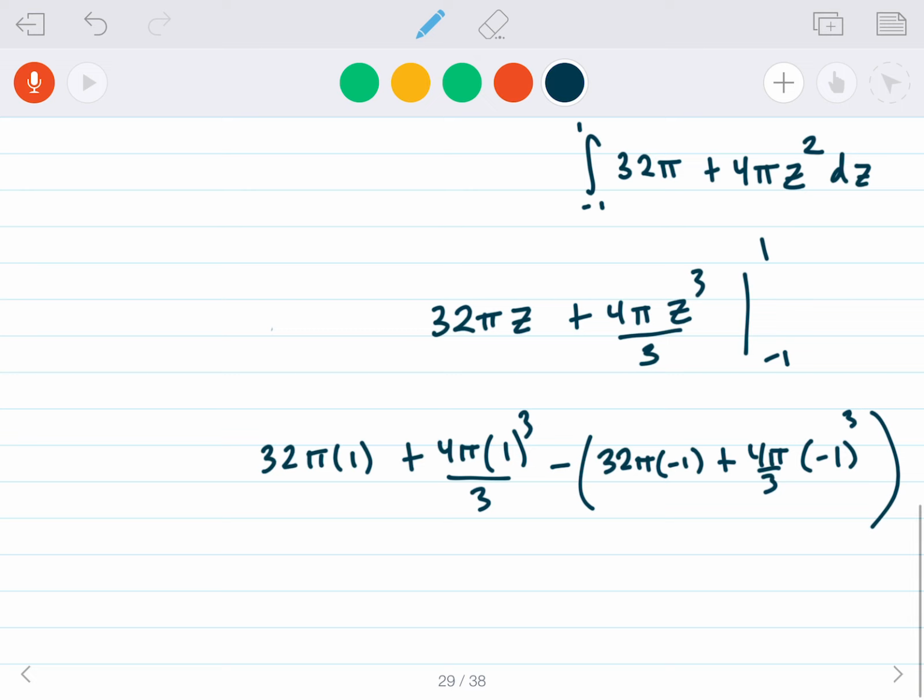Okay, so let's clean this up. So we have 32 pi plus 4 pi over 3 minus, well, this is actually going to become a plus because that's negative inside. Negative times a negative is a positive, so this is plus 32 pi. This becomes a negative because it's cubed, so we have -4 pi over 3 times a negative is positive.